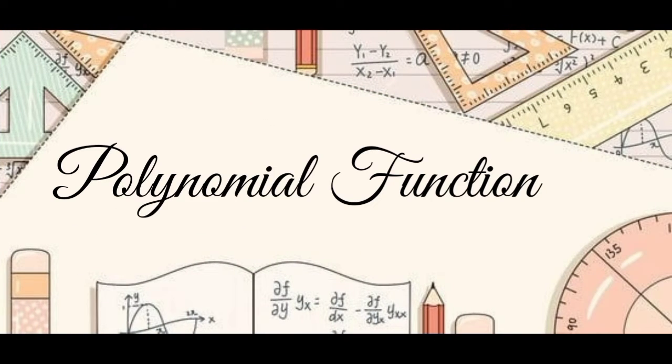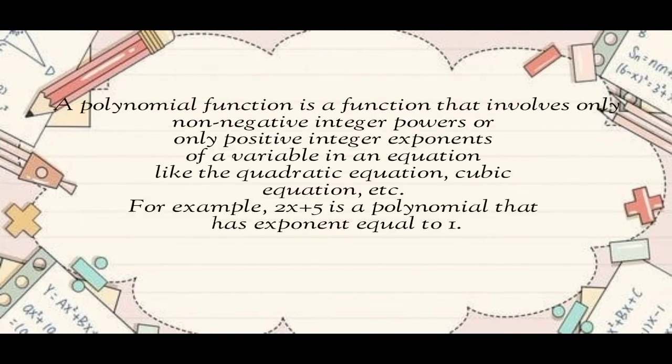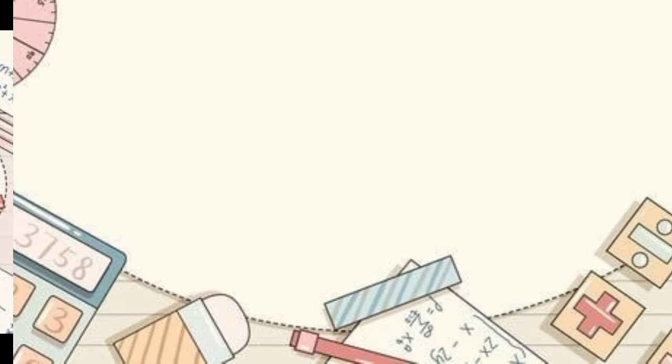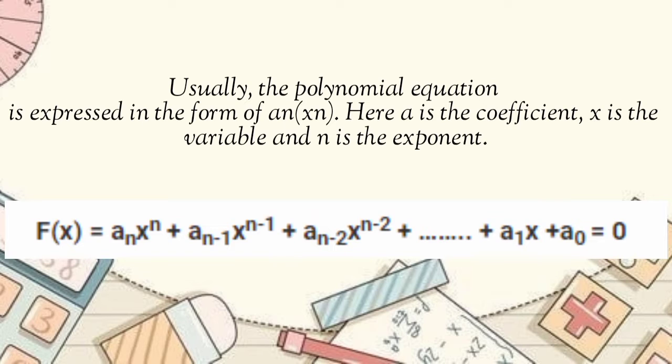Polynomial function. What is a polynomial function? A polynomial function is a function that involves only non-negative integer powers or only positive integer exponents of a variable in an equation, like the quadratic equation, cubic equation, etc. For example, 2x plus 5 is a polynomial that has an exponent equal to 1. Usually, the polynomial equation is expressed in the form a sub n, x sub n. Here a is the coefficient, x is the variable, and n is the exponent.